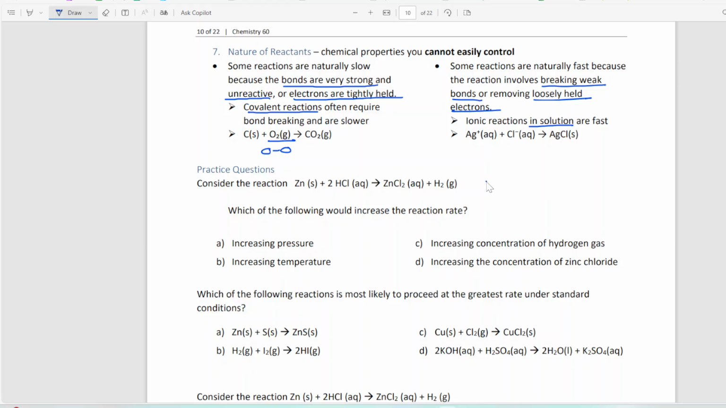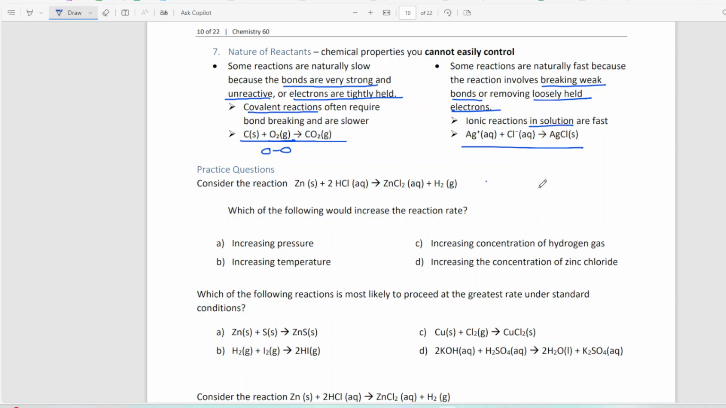Now, there won't be a lot of questions about this because you're not entirely expected to understand the nature of reactants, but it will be made into a fairly obvious question where you'll look at it and be like, oh, well, something like this would happen very fast versus something like this, where bonds have to be formed or broken or they're covalent or something along those lines.